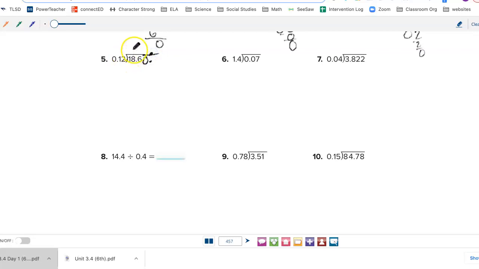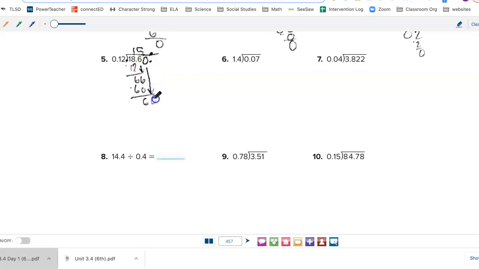12 can go into 18 once. 1 times 12 is 12. Subtract, I get 6. Bring down the other 6, and I have 66. 12 can go into 66 5 times. 5 times 12 is 60. Subtract, and I get 6.